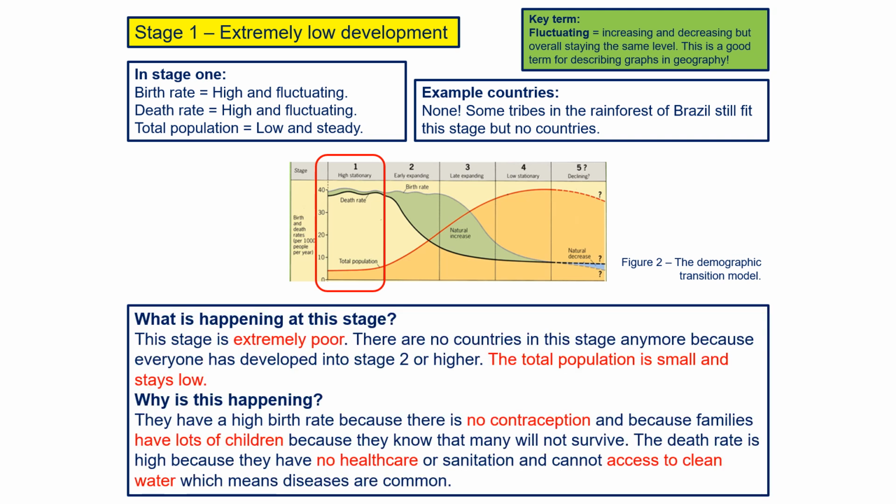So why this is happening is the birth rate is high because there is no contraception, and because families have a lot of children because they don't know how many will survive. The death rate is high because they have no access to healthcare, cannot access clean water, so there's a spread of disease. So in stage 1, birth and death rate is high. This is due to lack of contraception, and then the death rate is high due to lack of healthcare and lack of clean water. We then move on to stage 2.